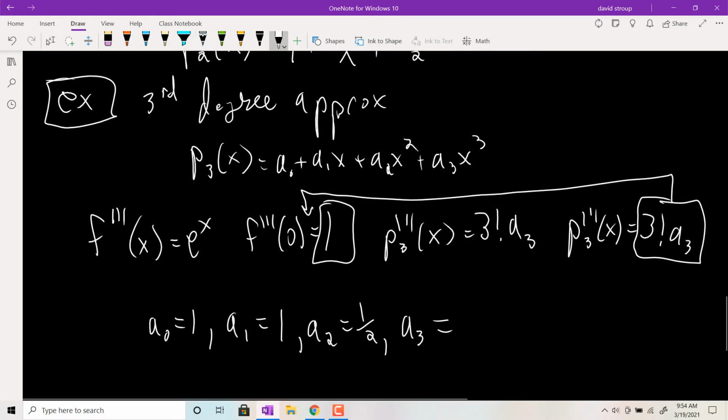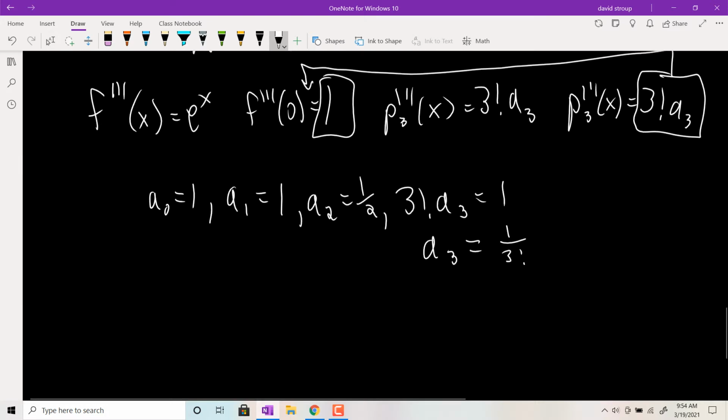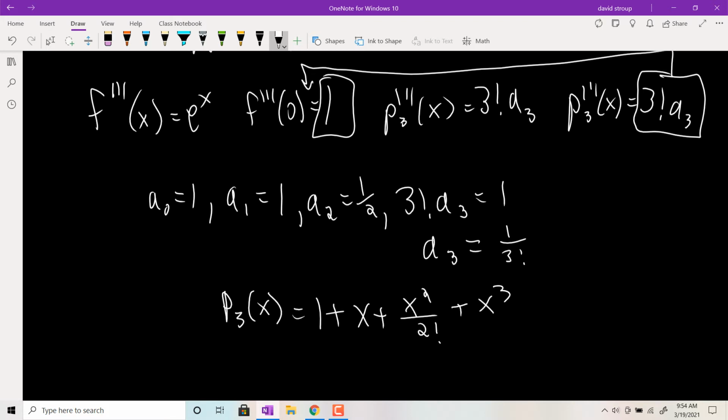So we'll have 3 factorial a sub 3 equals 1, and then you can solve for a sub 3 by dividing both sides by 3 factorial. Okay, so our p sub 3 polynomial is going to be 1 plus x squared all over 2, and we could rewrite 2 as 2 factorial, and then plus x cubed all over 3 factorial.